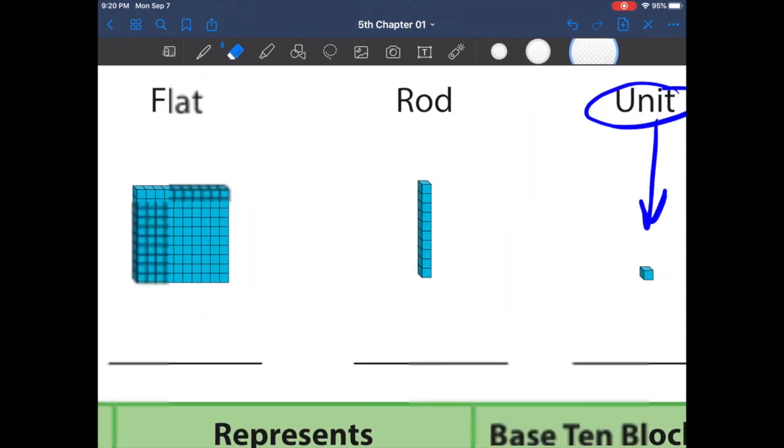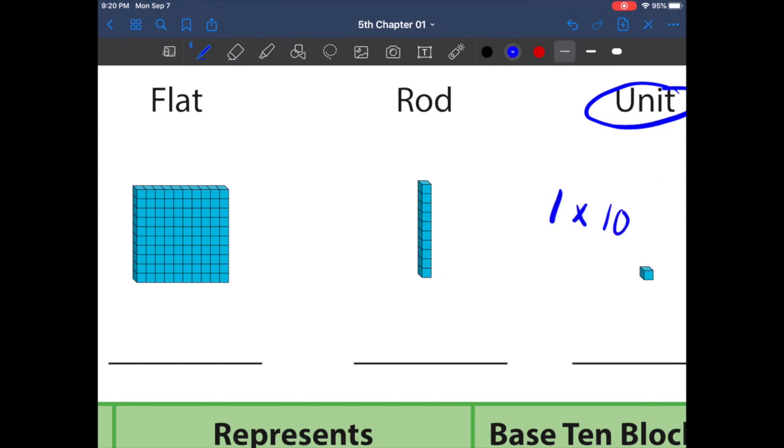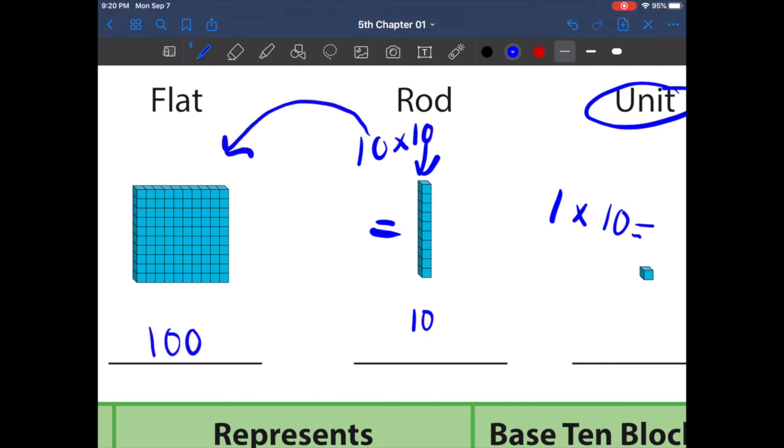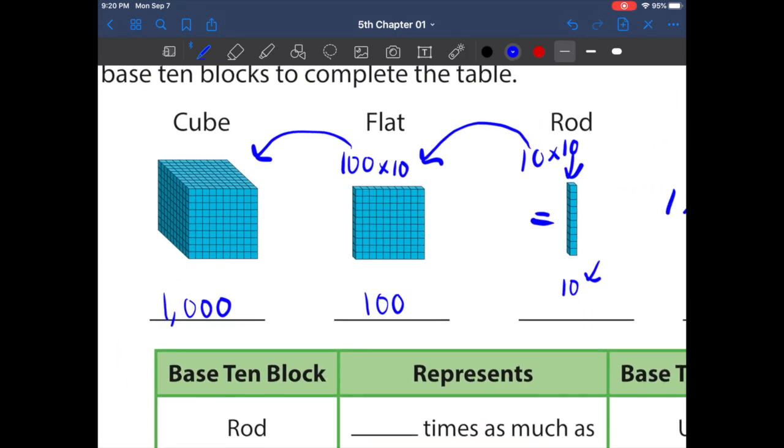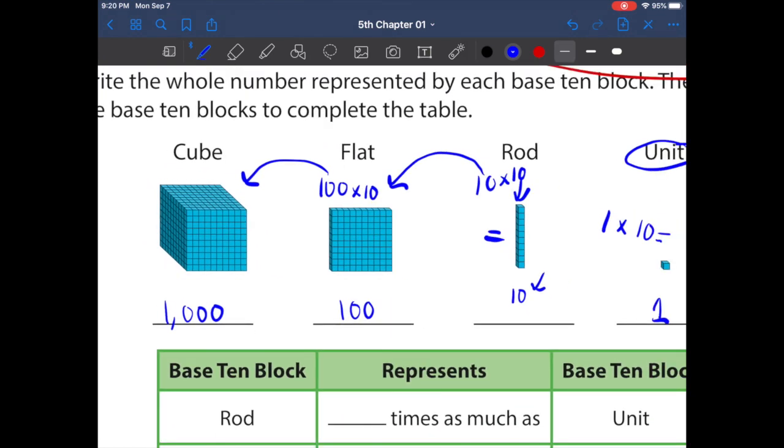So if we have 10 there, let's see. If we do 1, we'll do 1 times 10. What do we get? Well, we get 10. And so there's 10 right here, right? And if we do 10 times 10, what do we get here? Well, we get 100, right? So there's one of these, there's 10 of these, 100 of these, and now if we multiply this times 10, so we do 100 times 10, what do we get? We get 1,000. So if we look at these questions, we ask ourselves how many times is greater, we're going to be able to figure out some of these answers.